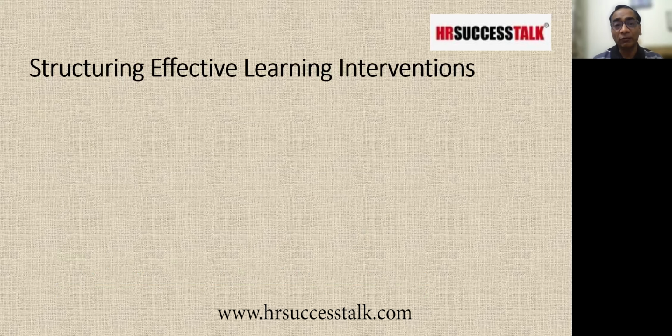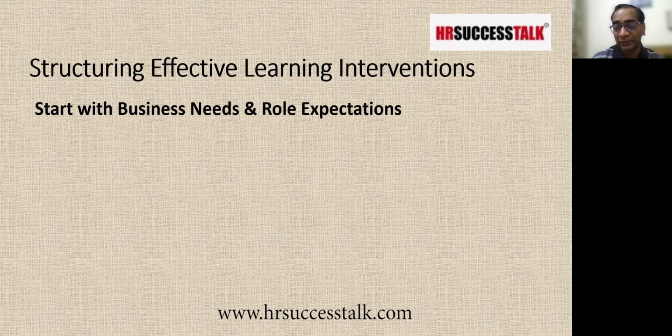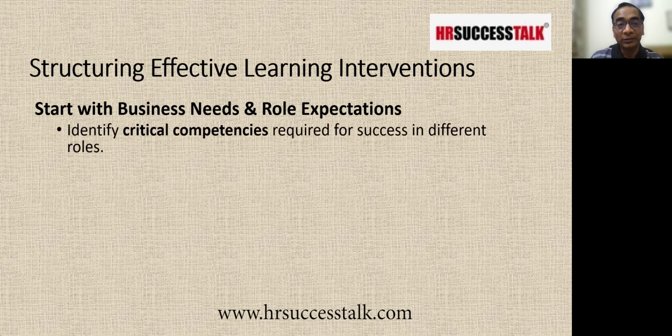So very quickly, coming on to structuring the effective learning interventions. I've already spoken quite a bit about it, but I'll take a few quick examples for you to blend these things. Starting with the business needs and the role expectations, we identify critical competencies required for success in different roles. Both on the functional side and on the behavioral or soft skill side, the critical competencies have to be identified. I believe I had discussed this in some past video as well.